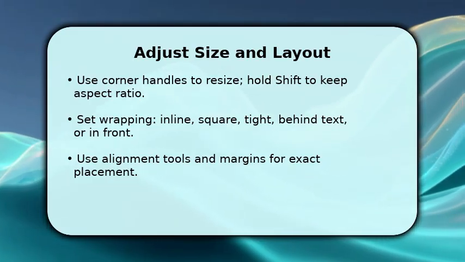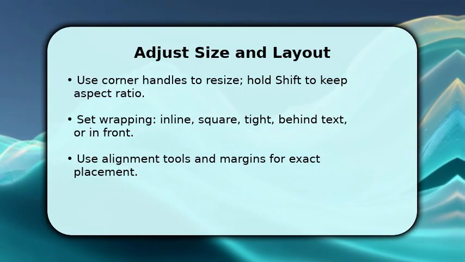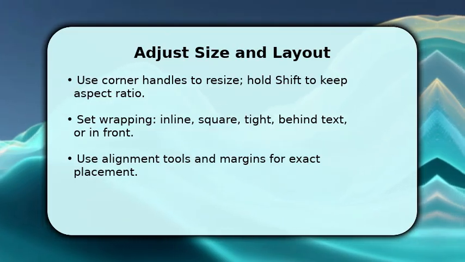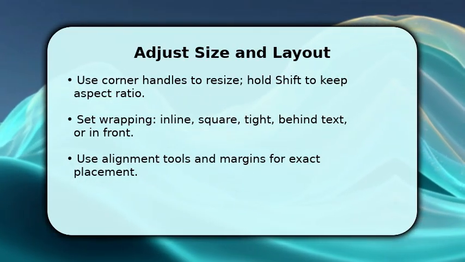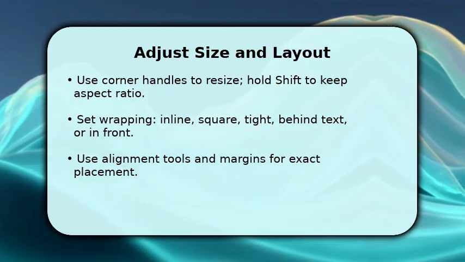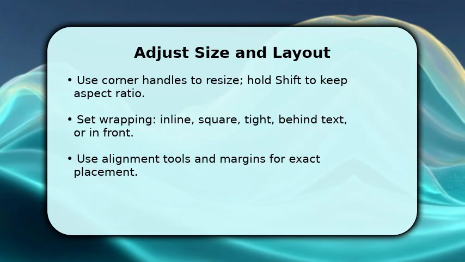Resize using the corner handles and hold Shift to preserve the aspect ratio so the image doesn't skew. Then choose text wrapping. Inline keeps it part of a paragraph, while square or tight lets text flow around the image. Behind or in front changes layering.